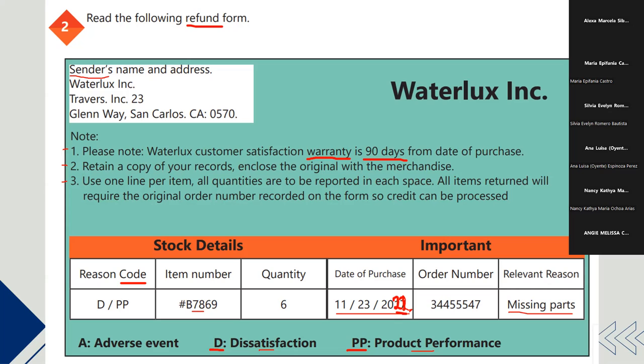According to the warranty that the company offers, that is 90 days, if I bought this product on November 23rd, 2022, will I receive a refund? No. No, right? Why not? No, teacher. Because the day of purchase is... ya pasaron más de, it's about 7 months ago. The warranty is finished. Exactly. The warranty is over. Yeah, too much time has passed.